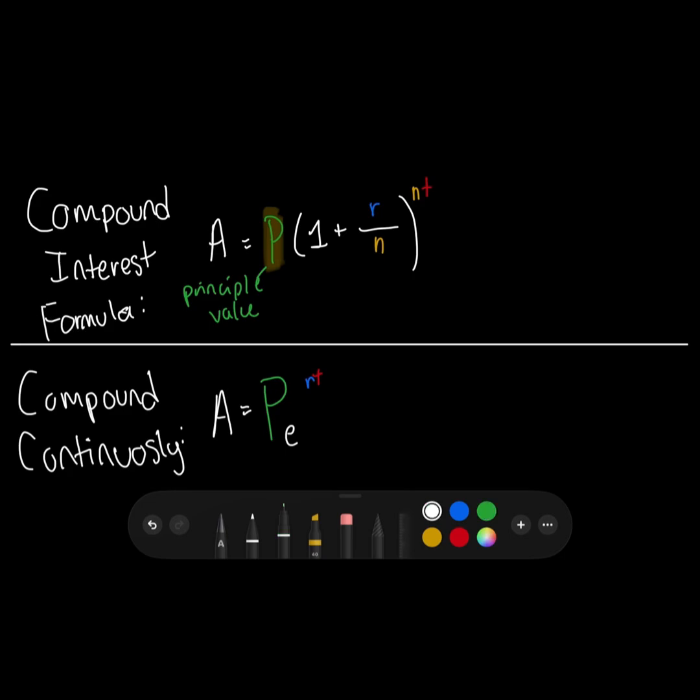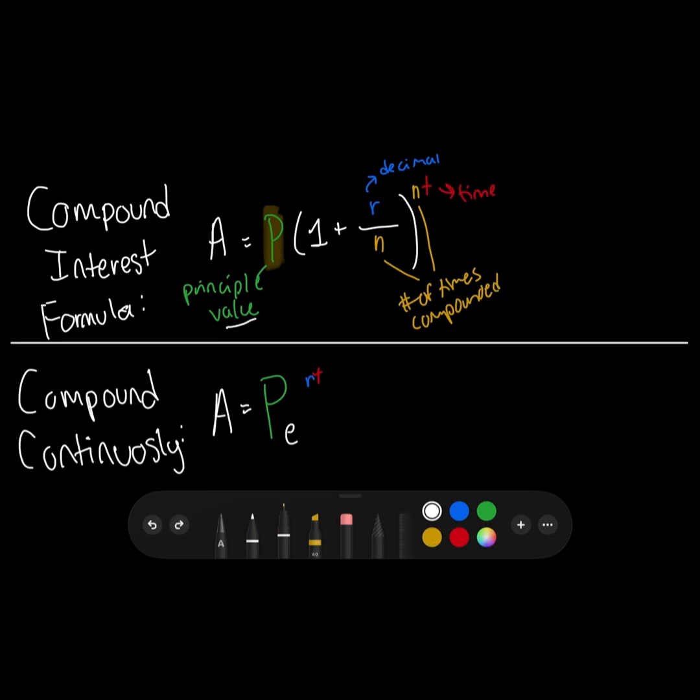Then we have 1. Since it's compound interest, you're gaining money, so it's going to be increasing. You're always going to have the 1 plus. And then our rate, which is going to be in decimal form. And then N here is going to be the number of times our value is being compounded. And then T is always time.